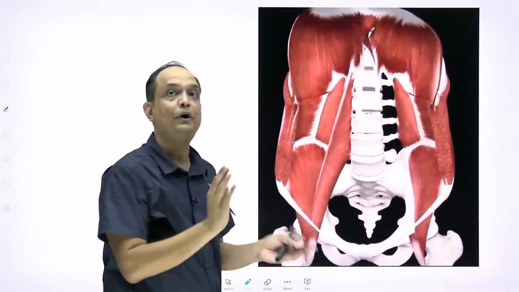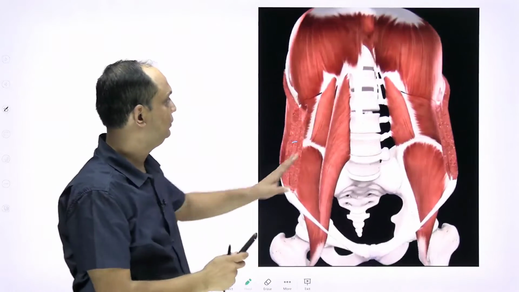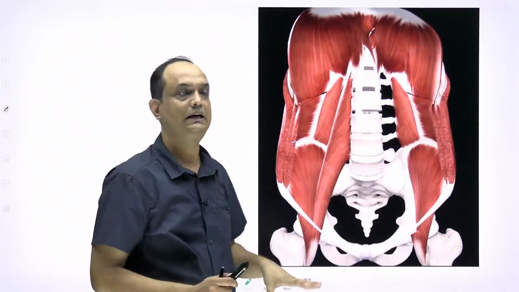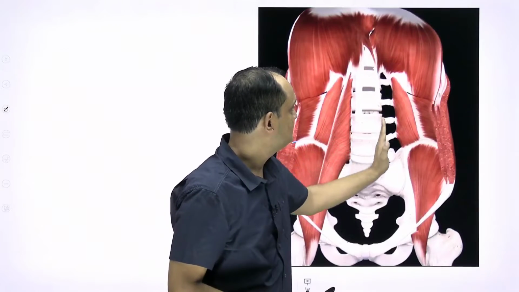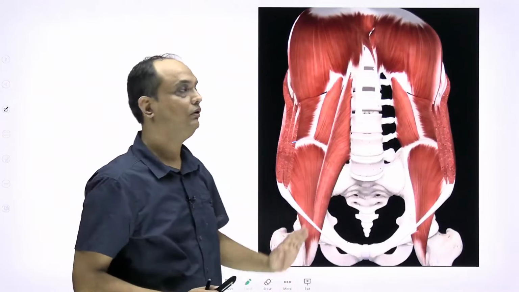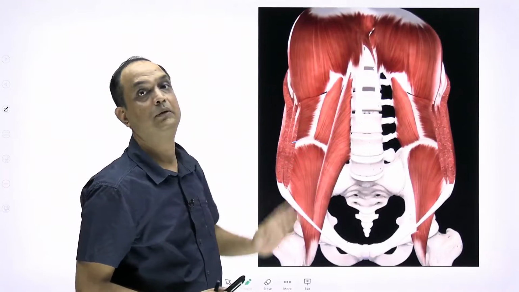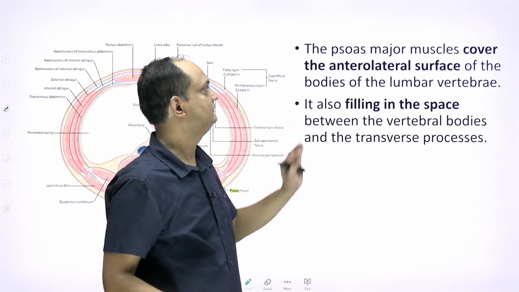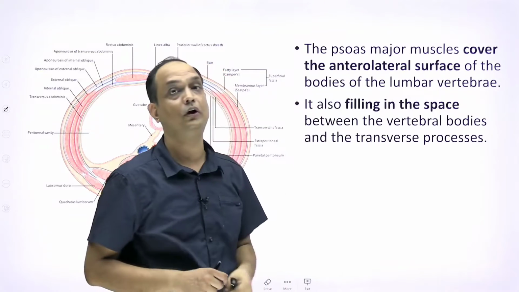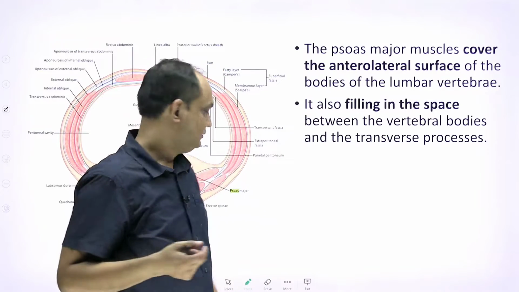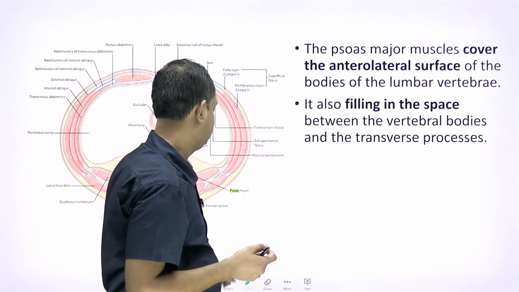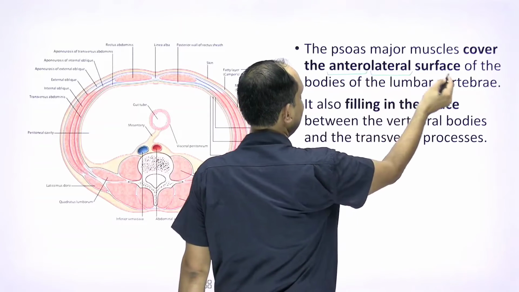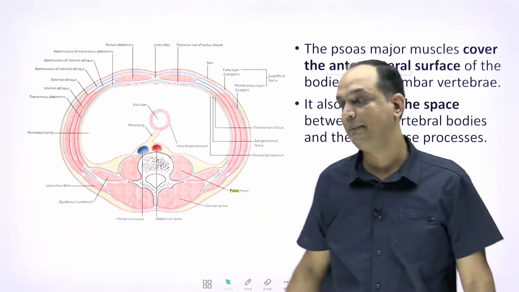So this is the important thing to understand, that when you rotate this posterior abdominal wall all around, you will find that the posterior wall has the contribution of psoas major, quadratus lumborum. Clear? Now, the psoas major muscle covers the anterolateral surface of the bodies of the lumbar vertebrae. So this is the first thing you have to understand, that it is covering the anterior and lateral surface of the body of lumbar vertebra.